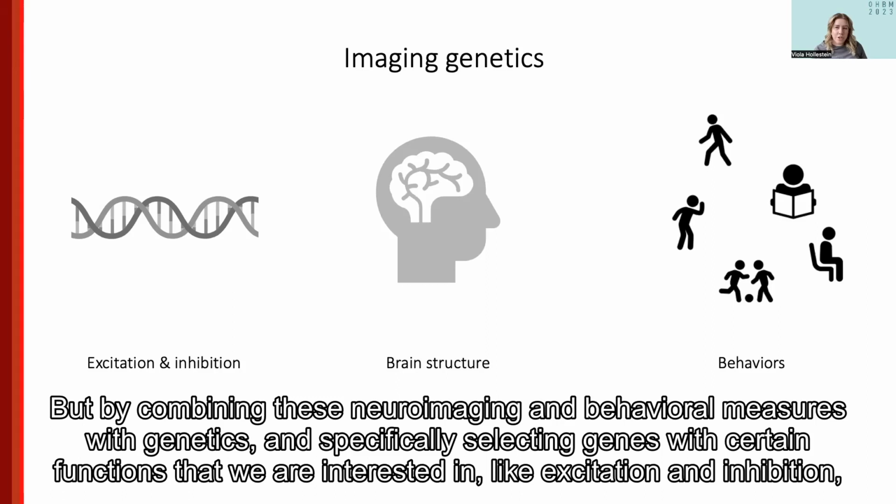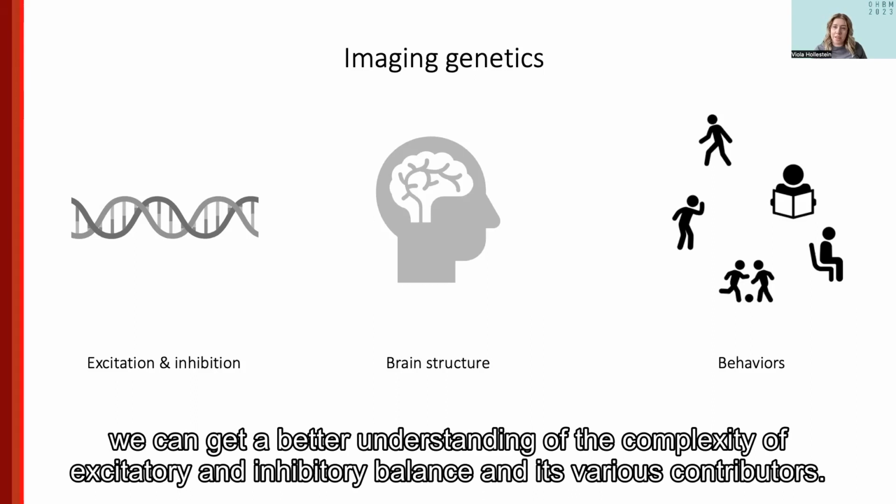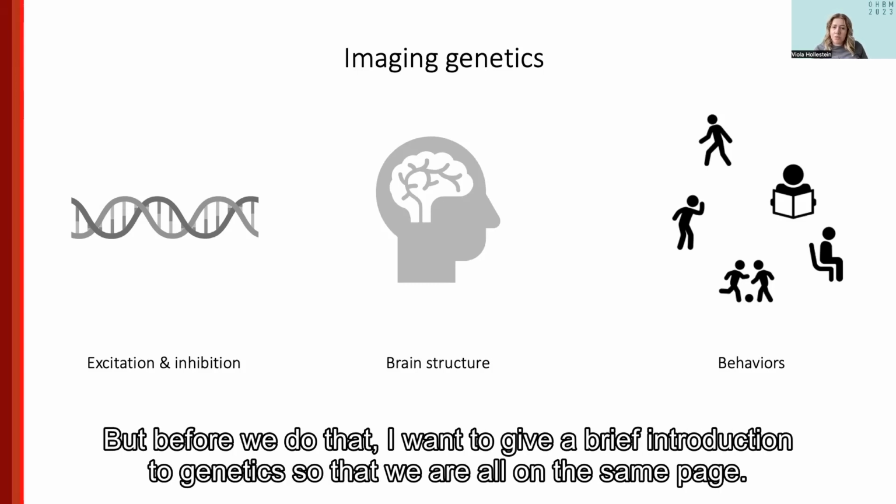But by combining these neuroimaging and behavioral measures with genetics, and specifically selecting genes with certain functions that we are interested in, like excitation and inhibition, we can get a better understanding of the complexity of excitatory and inhibitory balance and its various contributors. But before we do that, I want to give a brief introduction to genetics so that we are all on the same page.